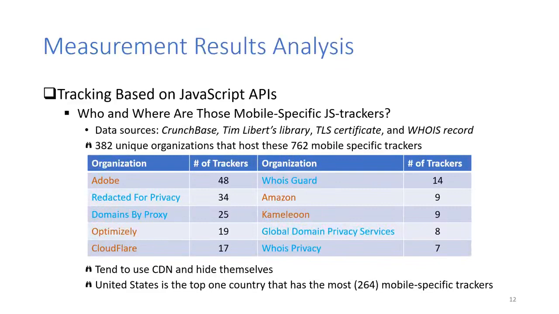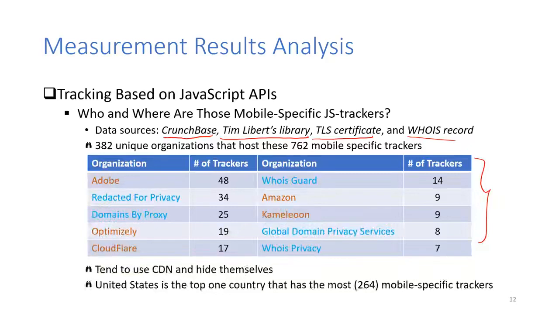For these mobile-specific JS trackers, we wondered who they are and where they are. To investigate this, we leveraged 4 data sources. They are Crunchbase, TeamLabs library, TLS certificate, and Whois record. So in total, we found 382 unique organizations that host these mobile-specific JS trackers. Here, this table summarizes the top 10 organizations.